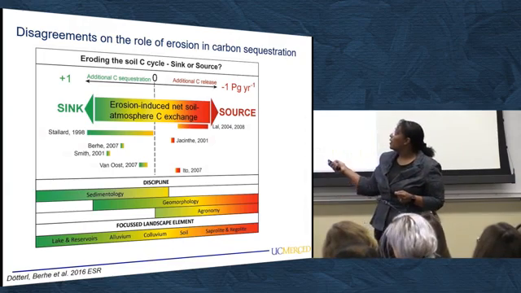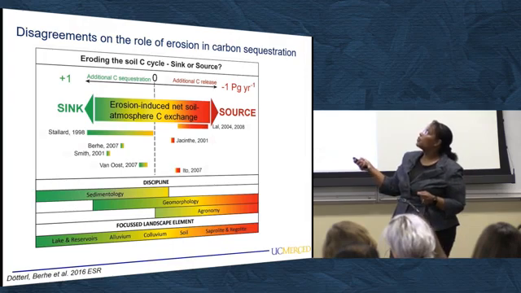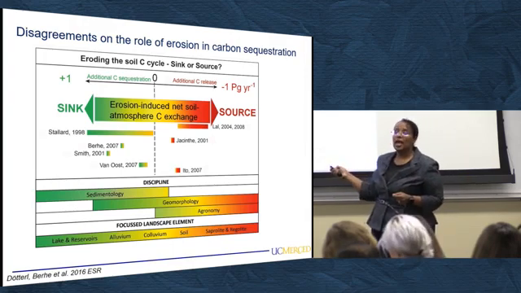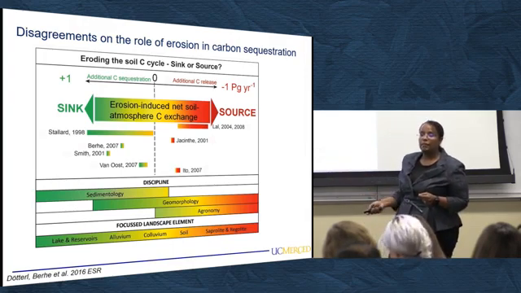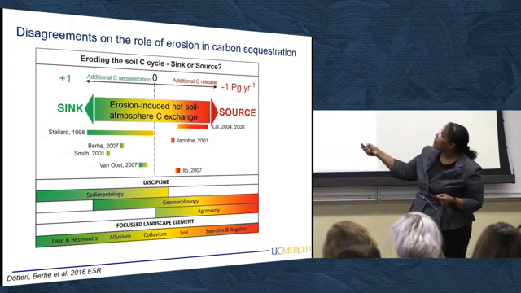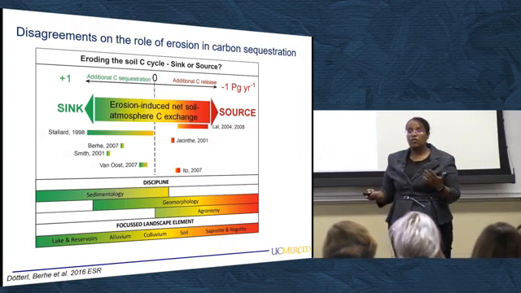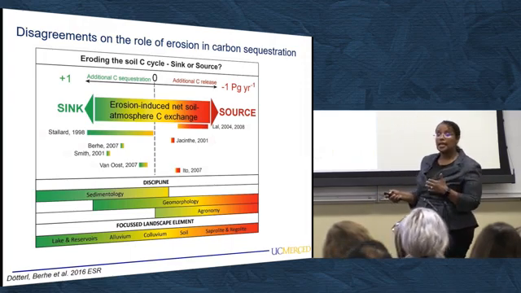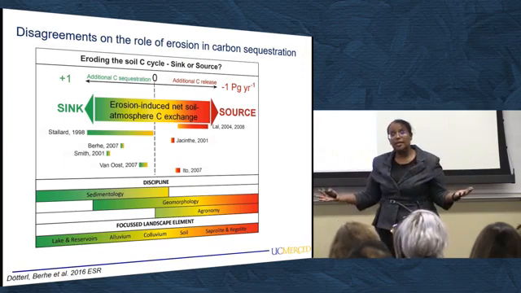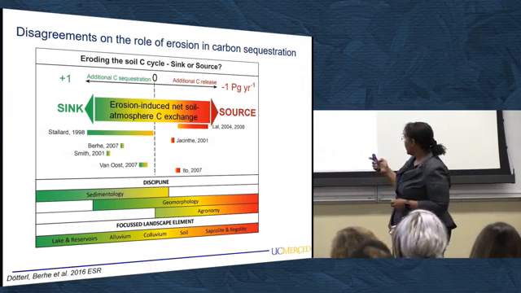I also want to acknowledge, and I won't go into detail, that part of the reason we reach these contradicting conclusions is that we come at it from very different perspectives. A lot of the work done to prove that erosion has to be a source was really done at a plot scale in agronomic settings. It doesn't really take into consideration the types of landscapes and biomes where erosion actually takes place.